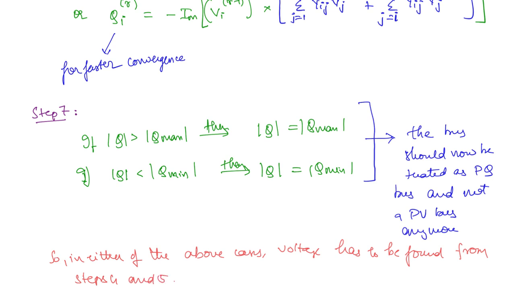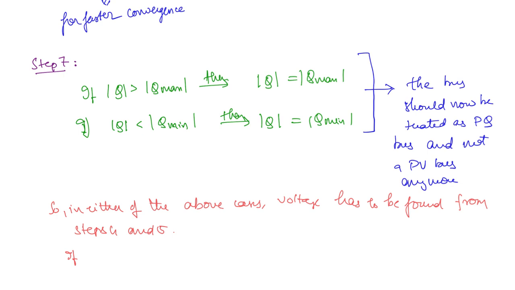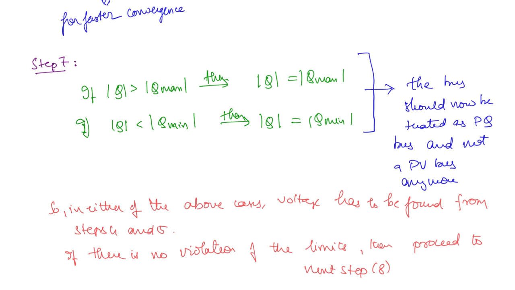But if there is no violation of the limits, then we proceed to the next step, which in this case is step 8. In step 8, you have to find out the voltage angle. In a PV bus, what else is left to find out? We have found out the reactive power, so the voltage angle is left. So find the voltage angle of the PV bus.